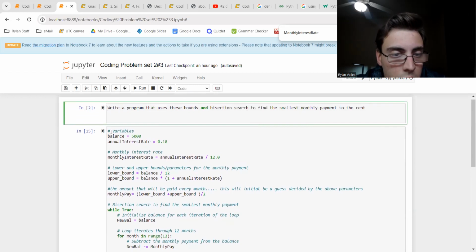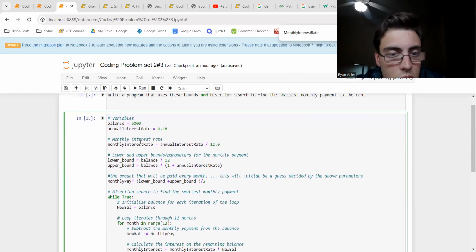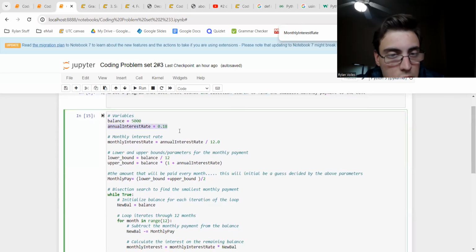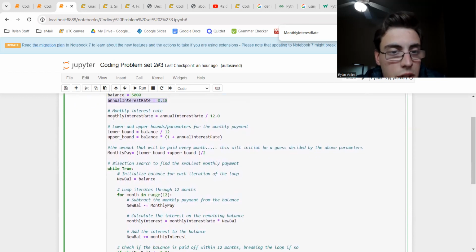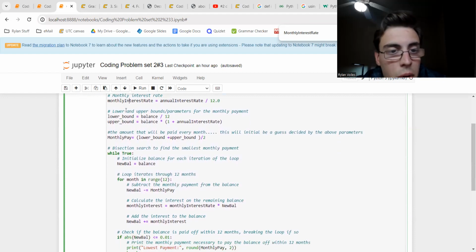So first we start by initializing our variables. Of course, we have the balance, which is equal to 5,000, the annual interest rate, which is 0.18, and the monthly interest rate, which we calculate through the annual interest rate divided by 12, and we get this variable.